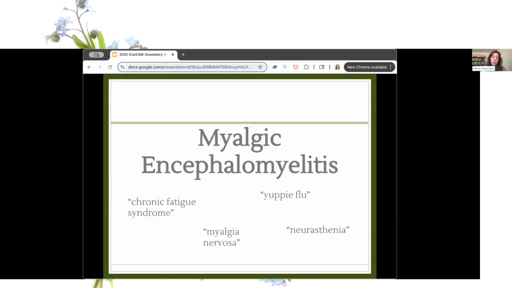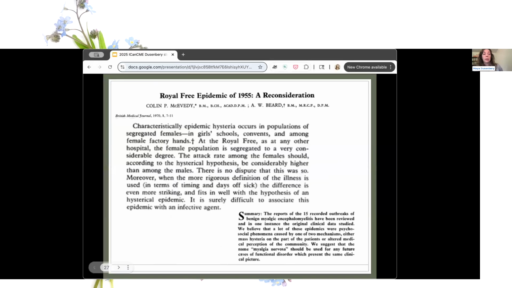In 1970, there was an article published in the British Medical Journal by a couple of psychiatrists who had revisited the case files from the Royal Free outbreak. And they argued that it was actually a case of mass hysteria. And essentially, the main piece of evidence in support of that hypothesis was that more women than men were affected. And, of course, that couldn't be the case if it were a viral infection, but obviously it makes perfect sense because we know women are more prone to hysteria.